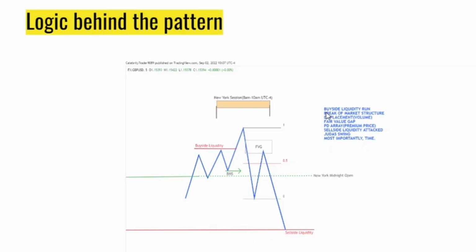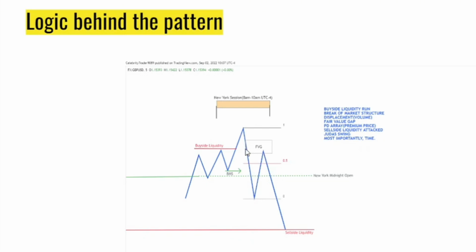Now, after that, you see a break of market structure. After that, you see displacement. That's displacement volume. After the displacement candle, here is another thing. The displacement candle should always leave behind a fair value gap, an imbalance here. I will teach you what an imbalance is, but you should know that the displacement should always leave behind a fair value gap.